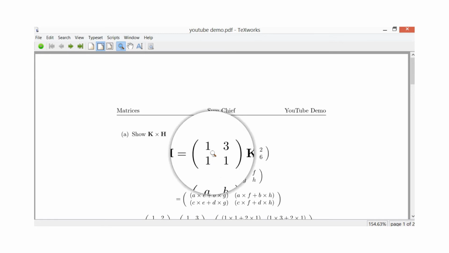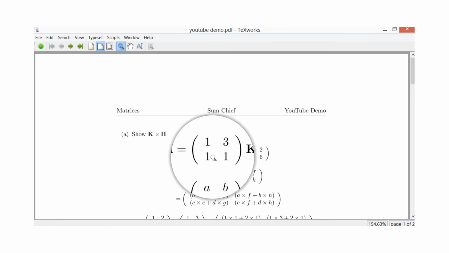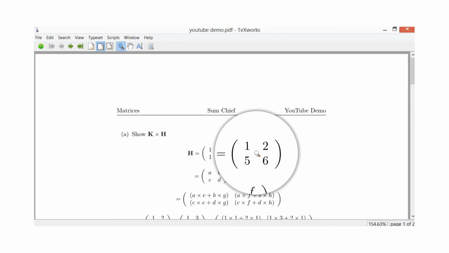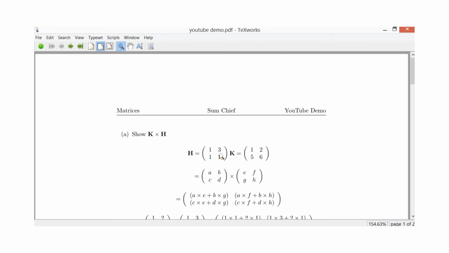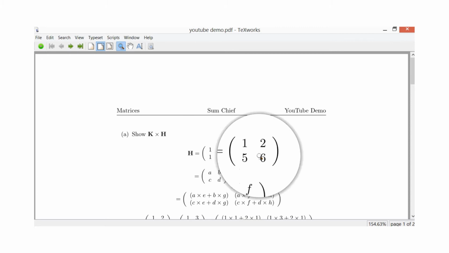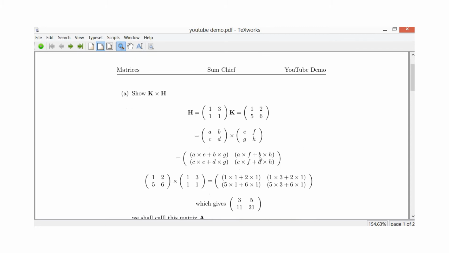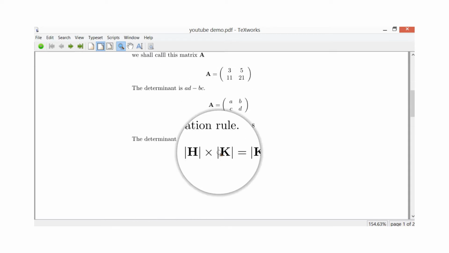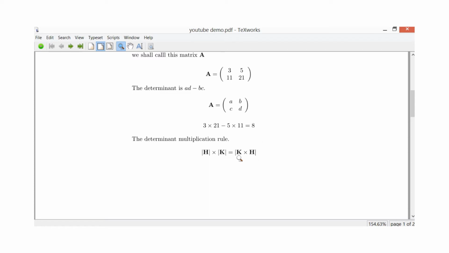So we've got AD is 1 times 1 minus 3 times 1, which is minus 2. Then the matrix K, using the AD minus BC again, we've got 1 times 6 minus 2 times 5, and 6 minus 10, basically minus 4. So we've got minus 2 for H and minus 4 for K. Well, minus 2 times minus 4 gives us plus 8, and hence we've proved the determinant of H times the determinant of K equals the determinant of the matrix when you multiply K by H.